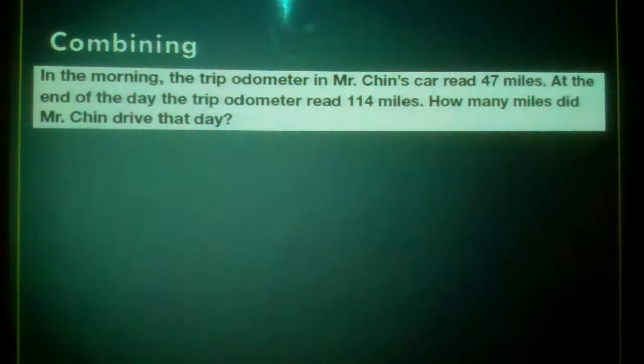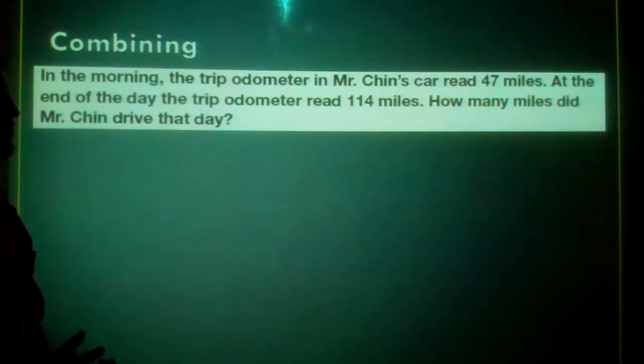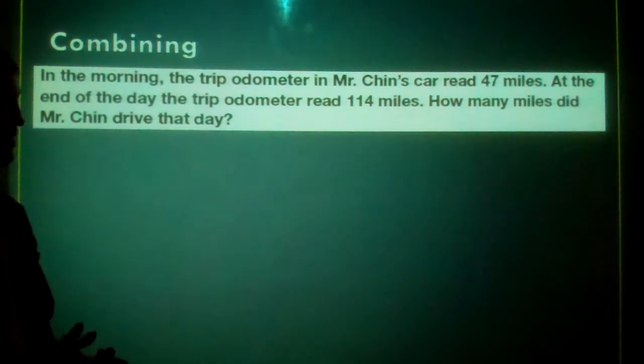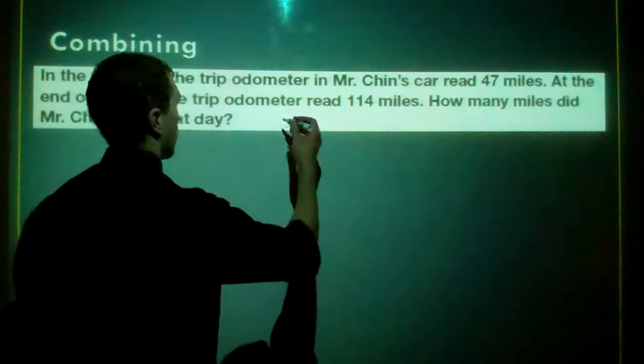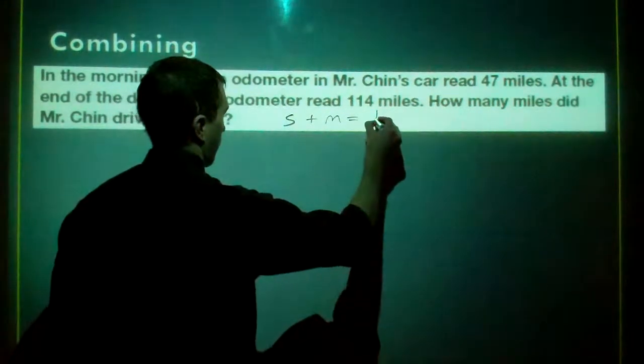If we look at this problem: in the morning, the trip odometer in Mr. Chin's car read 47 miles. So when he got in the car, it read 47 miles. At the end of the day, the trip odometer read 114 miles. How many miles did Mr. Chin drive that day? If we go back to our formula, we have sum plus more equals total.